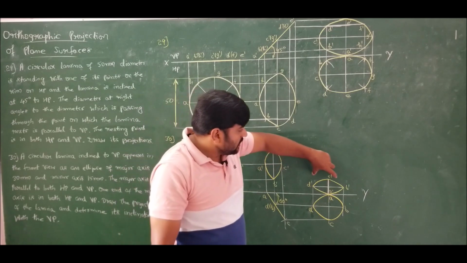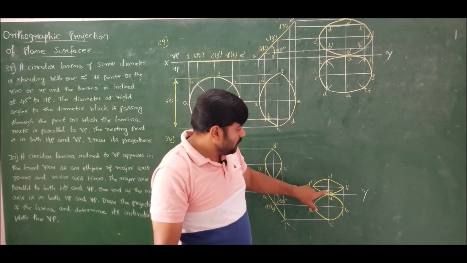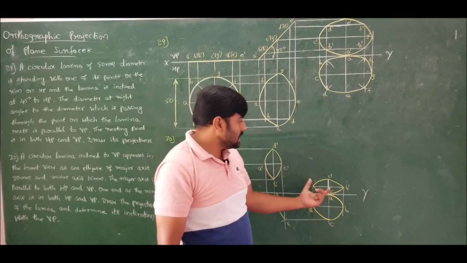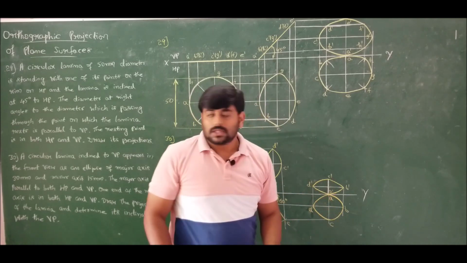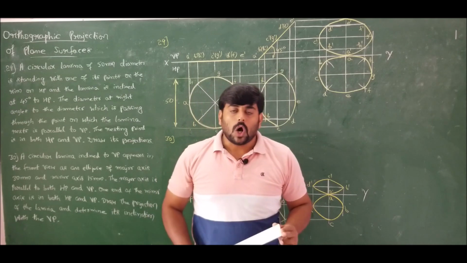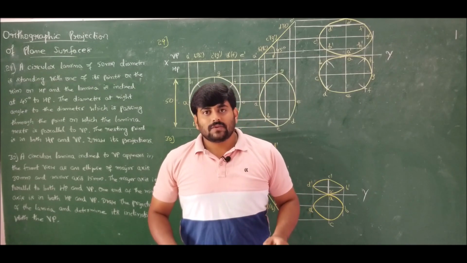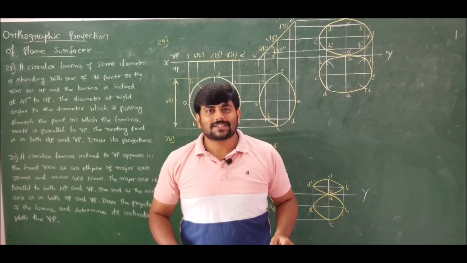And in the final position he says that one end of the minor axis should be in both HP and VP. That is correct. A is in both HP and VP, and major axis is parallel to both HP and VP. That is also correct. So this completes our discussion on orthographic projection of plane surfaces. From next lecture we are beginning a new module, that is in module 3 I will be discussing orthographic projection of solids. That's all from this lecture.